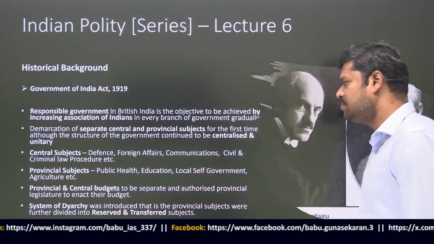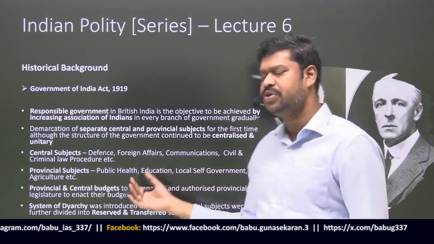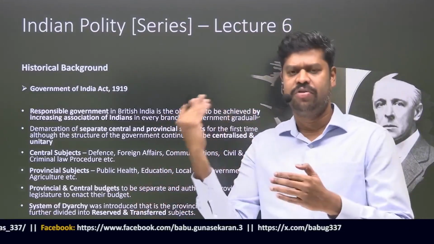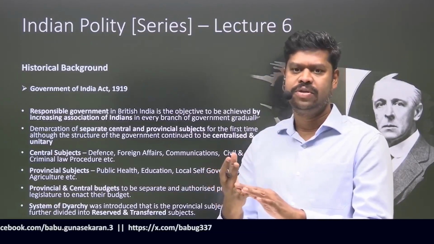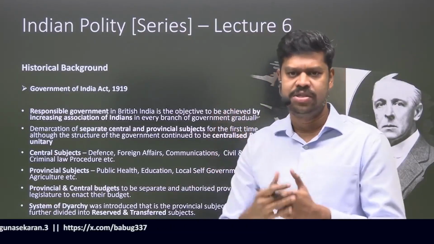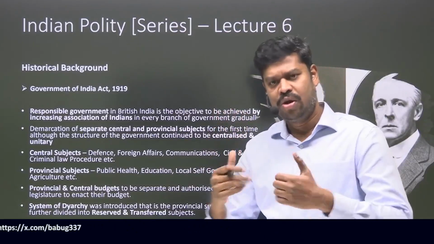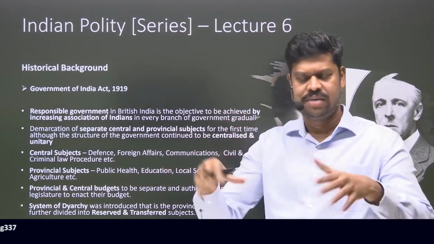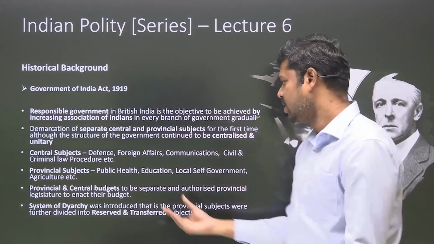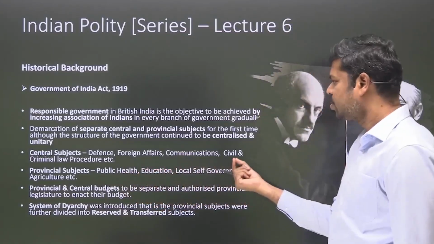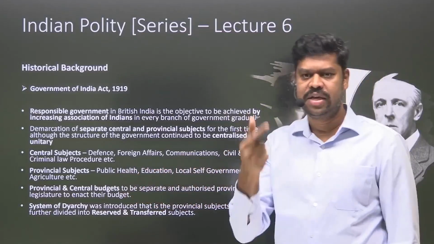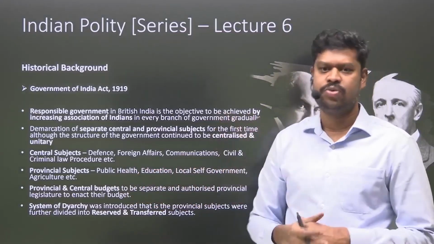And what were the subjects that were transferred to the provincial legislature? We have already seen a lot of provinces were there. For example, the Madras province was there, the Bombay province was there, and then subsequently the Punjab province was also there. So all these provinces were given certain subject matters on which they can make laws, which includes areas like public health, education, local self-government, and agriculture. These powers were given to them.